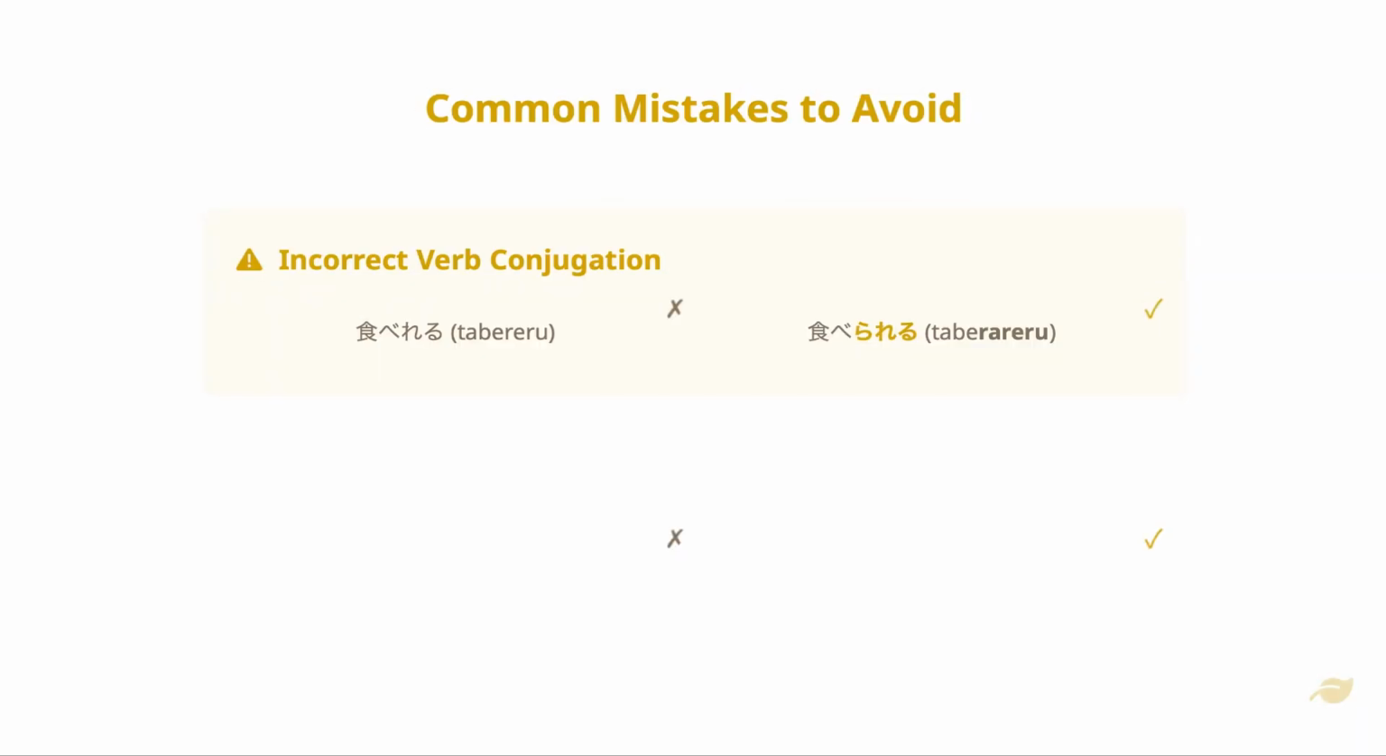I have two things that I would like to tell you as common mistakes to avoid. First one, incorrect verb conjugation. The passive voice of to eat, 食べる, is not 食べれる. We need 食べられる, because 食べる is not an Ichidan verb. 食べる is a Godan verb, as we mentioned. For Godan verbs, we need られる, not れる.